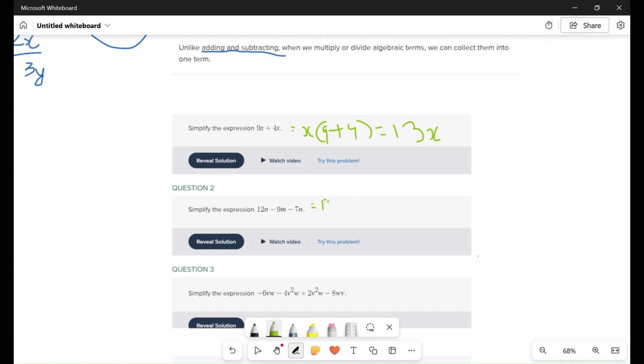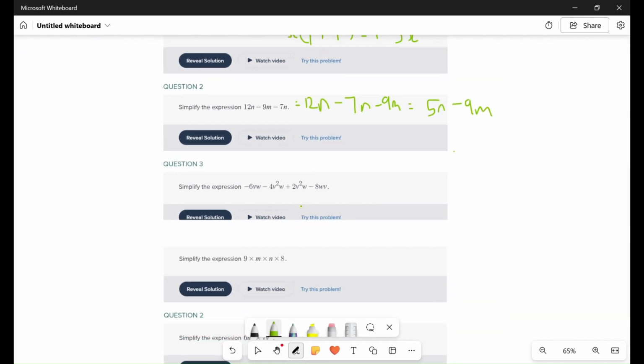Now simplify the expression. So I have 12n minus 7n, because we need to combine like terms, minus 9m. So this gives us 5n minus 9m. Now here's the biggie. Simplify the expression negative 6vw minus 4v square w plus 2v square w minus 8wv. So what do we have here? wv, remember w times v or v times w is exactly the same thing, just like 6 times 9 is the same as 9 times 6.